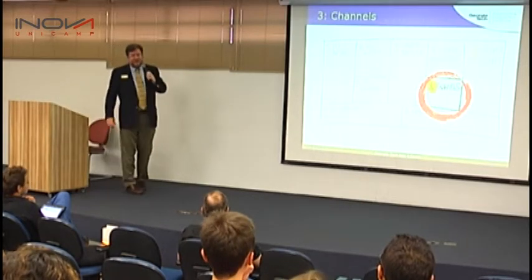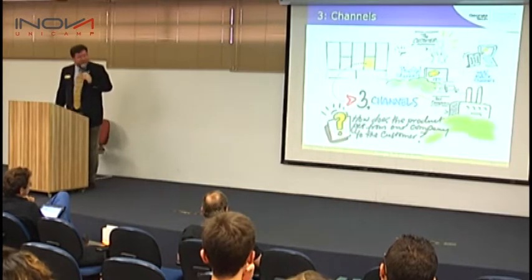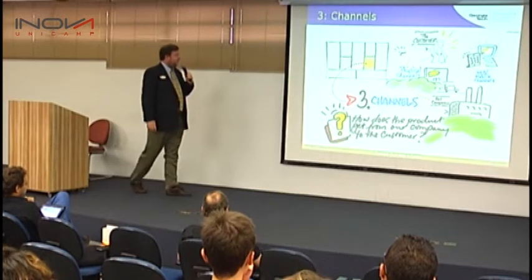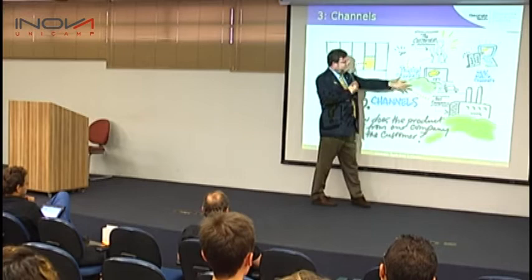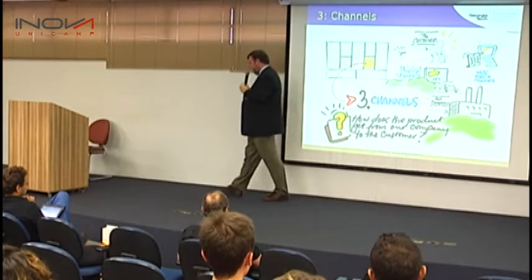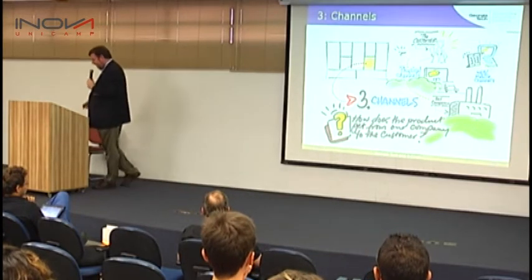Third is the channels. How do you sell it? And again, I'm going through this really fast. I apologize. But how do you get it? And what is the way it gets from where you have it to the customer? Sometimes that's physical. It has to go on a truck. Sometimes that's virtual. It goes over the internet or over the web or over mobile channels, what have you. But how does it get there, and why are those people going to pay attention to you?